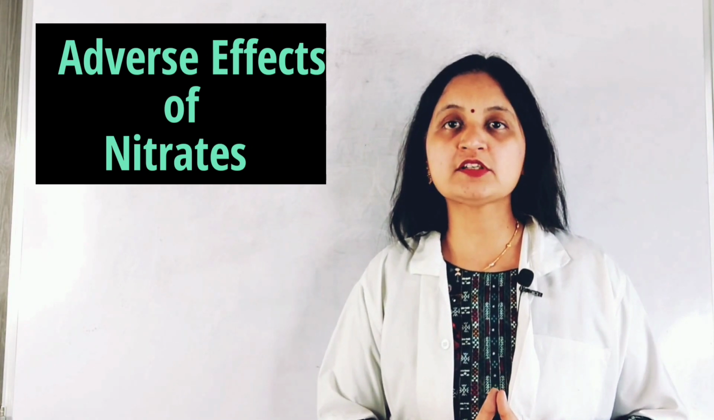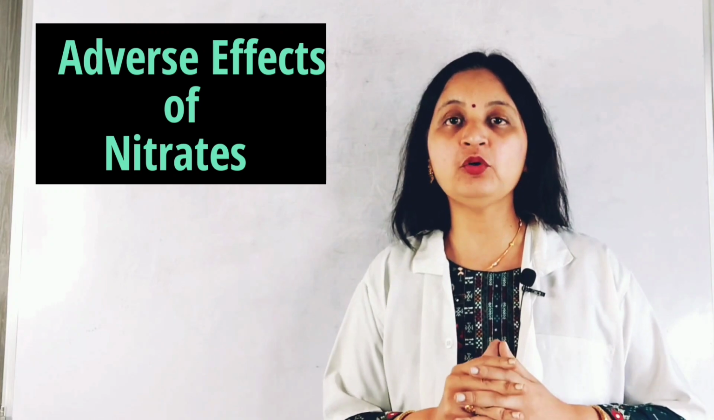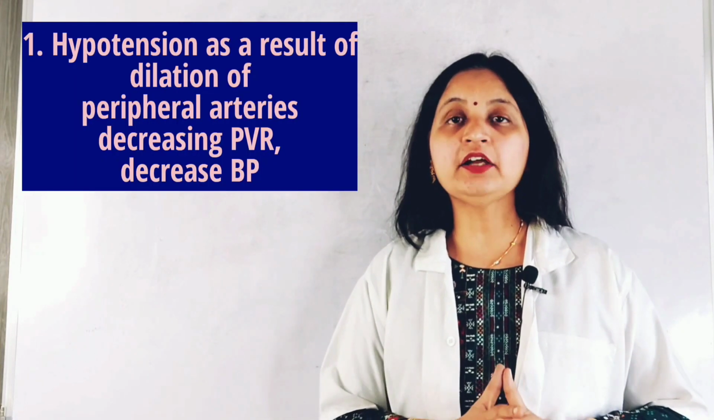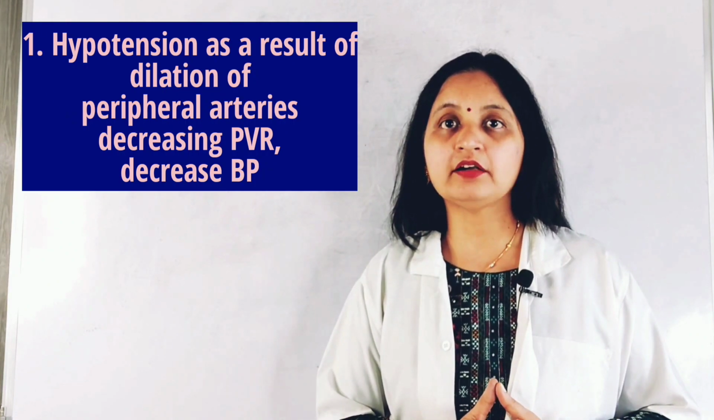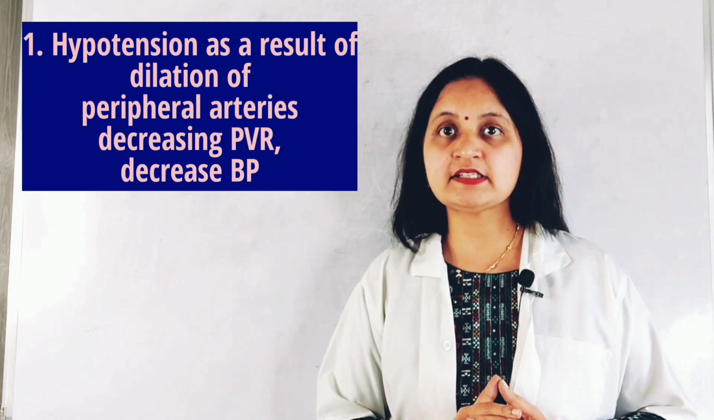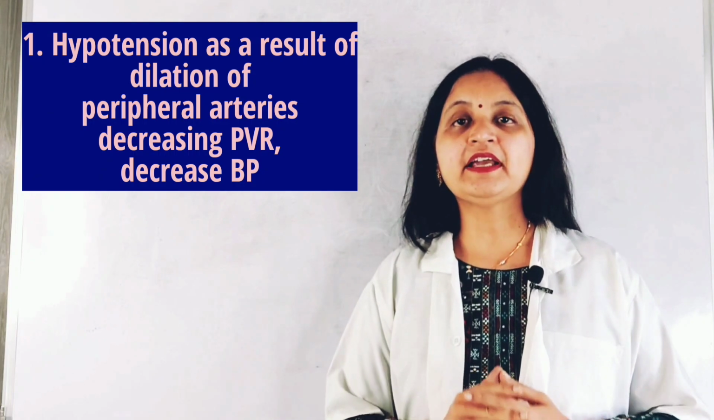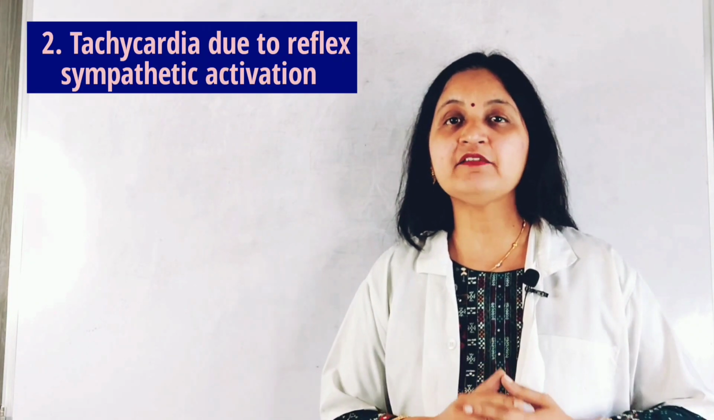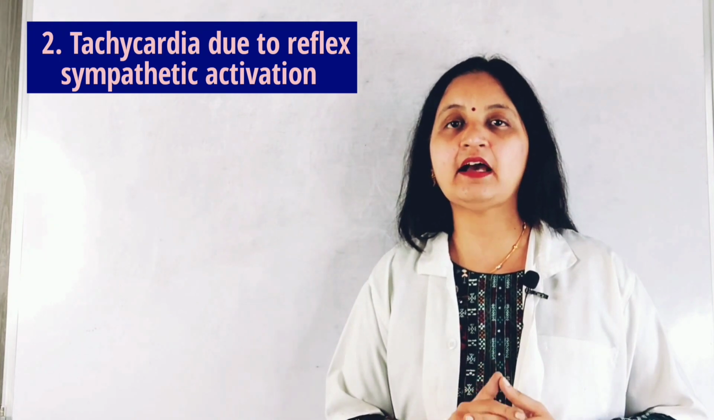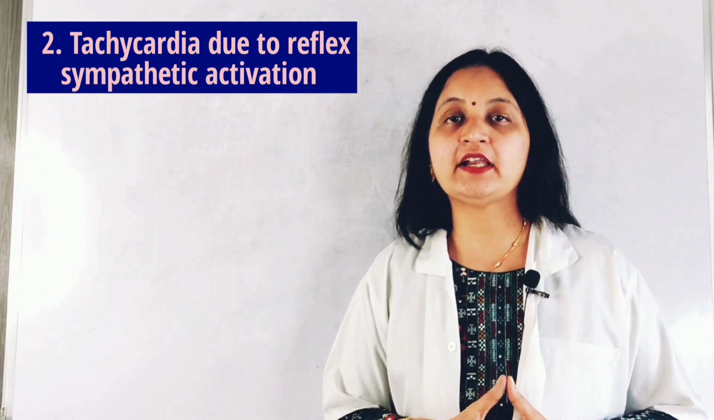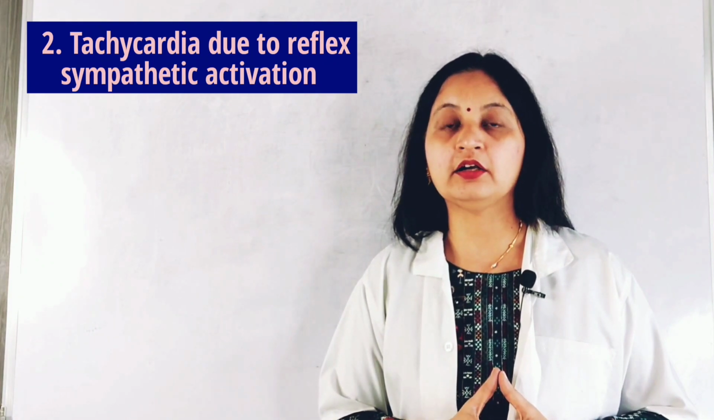So, speaking about the adverse effects of nitrates, nitrates at low doses cause dilatation of veins, which causes venodilatation and decrease in myocardial oxygen demand on the heart and is the main mechanism for relieving chest pain. At higher doses, nitrates dilate the peripheral arteries, which decreases the peripheral vascular resistance, thus decreasing the blood pressure and causing hypotension as a side effect. Decreased blood pressure causes compensatory activation of sympathetic reflexes, causing tachycardia, which further aggravates angina and increases the workload on the heart. So tachycardia is a side effect of nitrates.